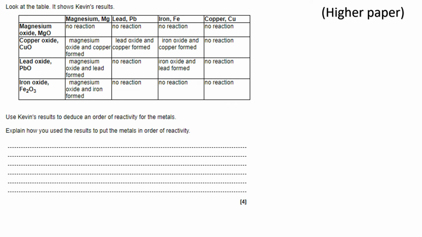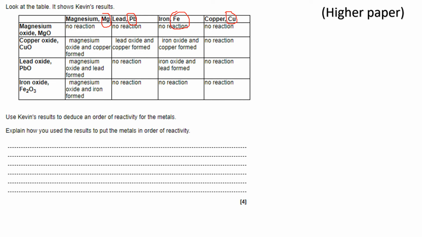Okay, then finally, I had to show you one of these. It's a longer answer question. Let's have a quick look. So it says, look at the table. It shows Kevin's results. So you can see here, I've got some metals. I've got magnesium. I've got lead, Pb. I've got iron, and I've got copper.